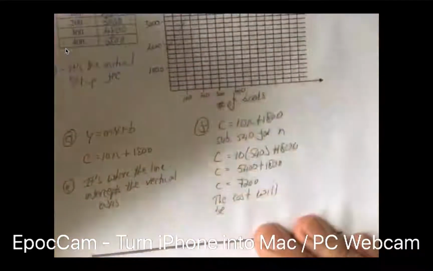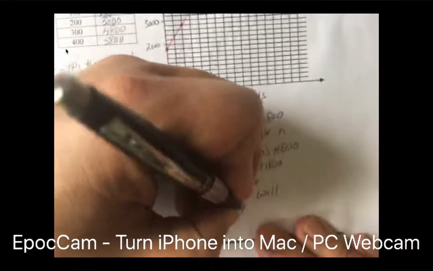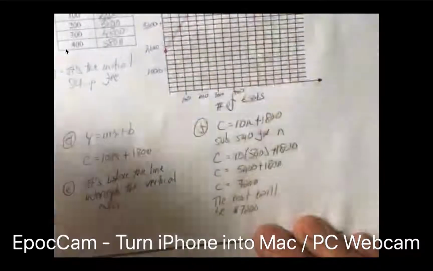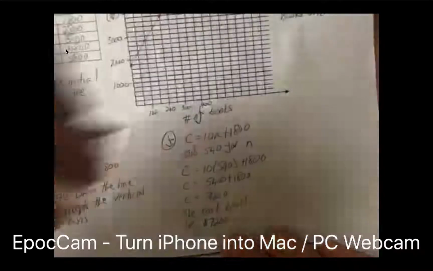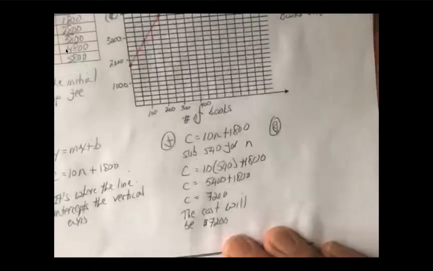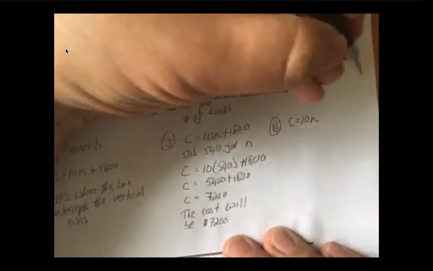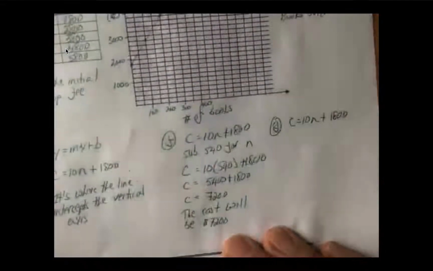Don't forget, word problems need concluding statements. And don't forget the units, $7,200. And then the last question is G. Okay, we're going to use the equation to find out how many yearbooks can be ordered for $5,050. That's what the question for G is. So once again, our equation is C is equal to 10n plus 1,800.